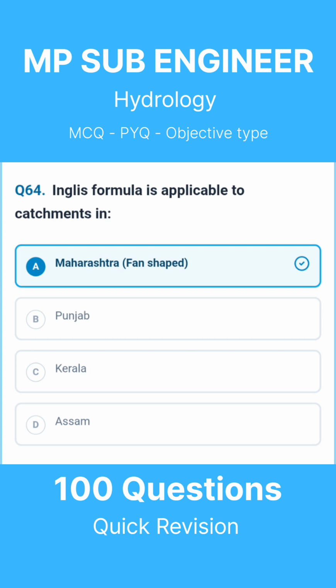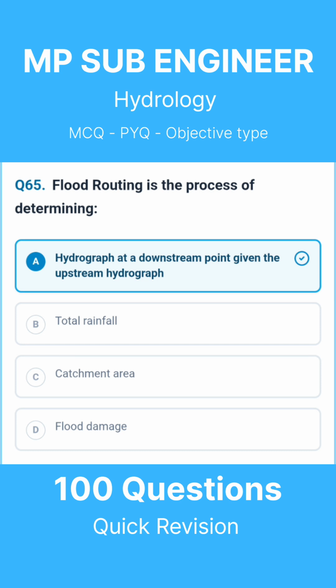Question 64. Inglis' formula is applicable to catchments in. The correct answer is Maharashtra, fan-shaped. Question 65. Flood routing is the process of determining. The correct answer is hydrograph at a downstream point given the upstream hydrograph.